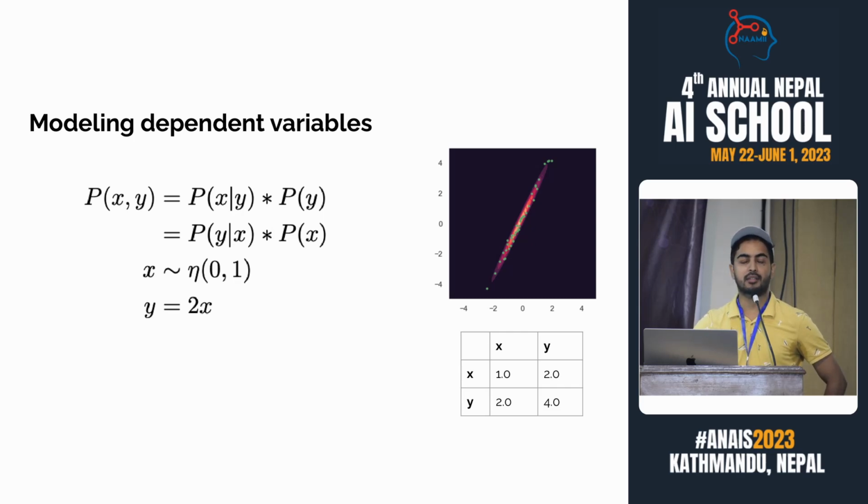Any more ideas on why the standard deviation of y is 4? X can vary from minus 1 to 1.